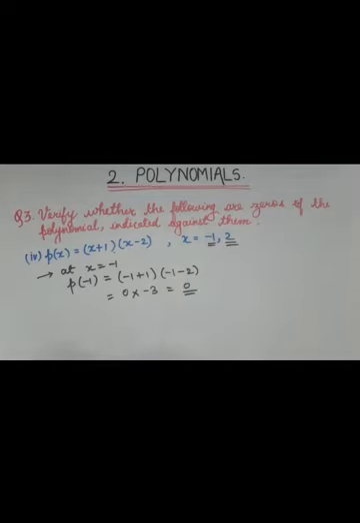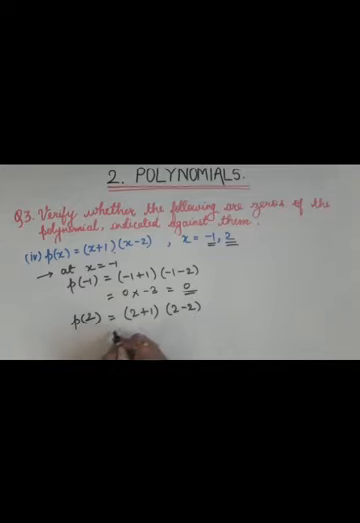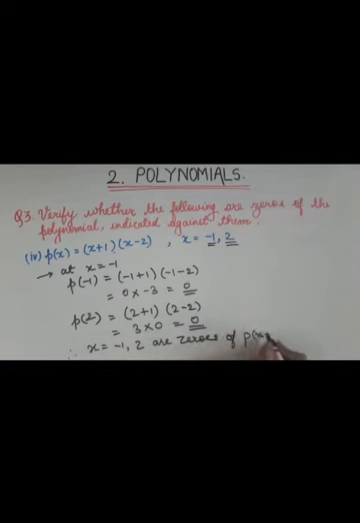Now check for 2. P of 2 equals x plus 1, so 2 plus 1. Put the value of x as 2, and x minus 2, that is 2 minus 2. 2 minus 2 is 0. So 2 plus 1, 3, and this 2 minus 2 is 0, 3 into 0 is equal to 0. So yes, both minus 1 and 2 are zeros of the given polynomial. So therefore, x equals minus 1 comma 2 are zeros of P of x equal to x plus 1, x minus 2. Okay. Now let us move to the next question.